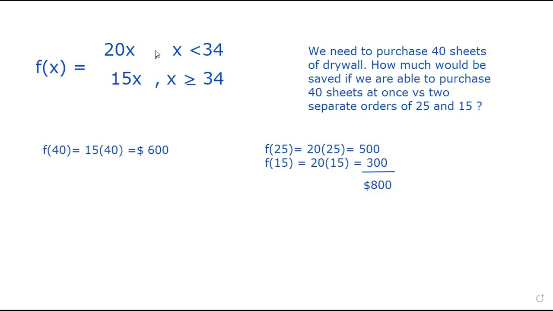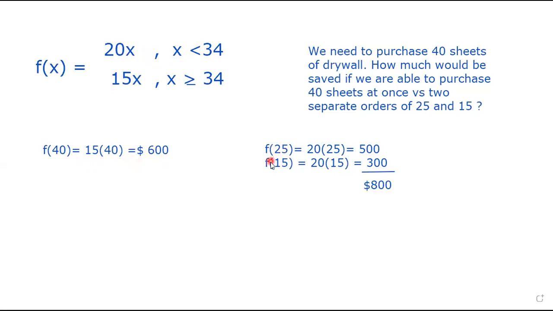So we can go back and review this, but this is what it looks like. And I'm going to say it again. Remember, if you can purchase more than 34 at a time, you get the bulk rate at $15 a piece. But just buying individual sheets up to the number of 34, it costs $20 per sheet. So if we have a project where we need 40 sheets of drywall, we would pay $15 per sheet on 40 sheets. That would make us spend $600. That would be the total on that order.